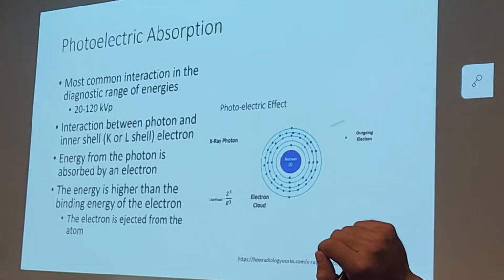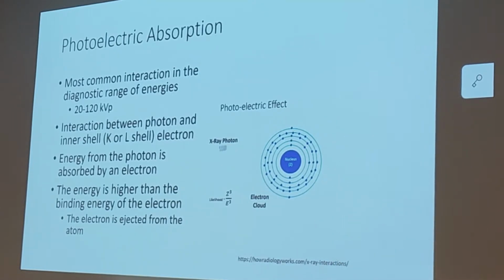Yes, sir? Was this the answer to Dr. Black's question? I don't believe so. I would say it's Compton, because it says the Compton... photoelectric is completely absorbed by the patient. Okay, awesome. Everybody's good?